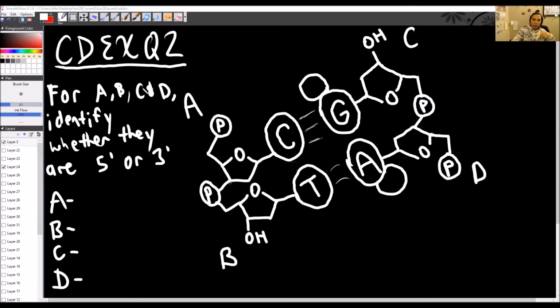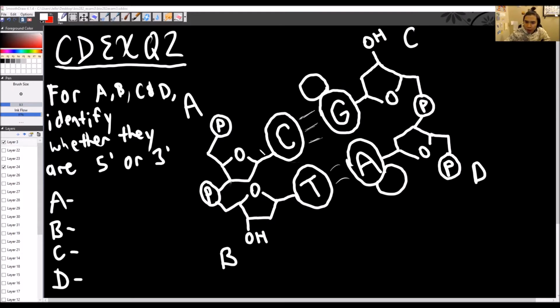Central dogma, example question 2. For A, B, C, and D, identify whether they are 5' or 3'. Okay, looking at this, this is a DNA molecule because we have C, T, G, and A, and thymine is only present within DNA, not RNA. And we can also see that it is present in the double-stranded form, where it is one strand and this is the other strand. And it is asking for the directionality.